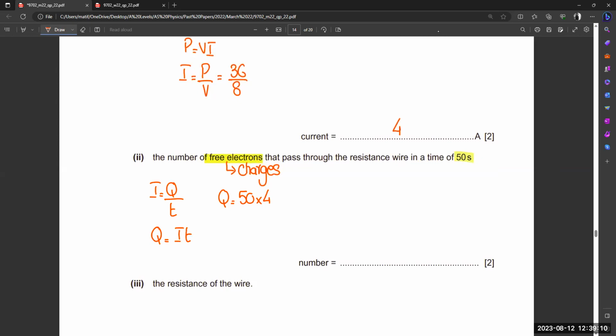So first we multiply the value, 50 into 4, and we get the total charge, right? Now we need to divide it by 1.6 times 10 to the power of minus 19, that is the charge of an electron. So the number of electrons is 200 divided by 1.6 times 10 to the power of minus 19. Let me give you the final answer.